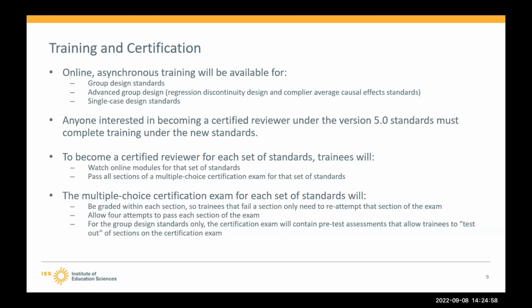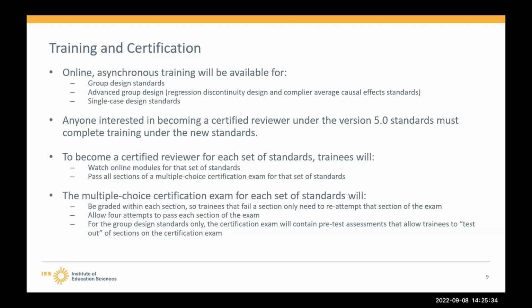Certification in group designs is the one that has been around the longest, and it is the one that is used the most because the majority of studies reviewed by the WWC are group design studies. So the WWC recognizes that there is a lot of expertise in group designs among WWC reviewers. So for these reasons, the certification exam for group designs will have a test out option. This option will include questions testing critical knowledge under 5.0.